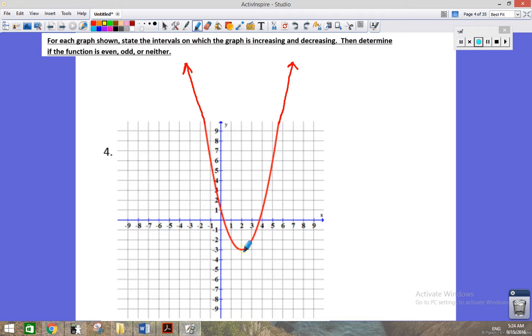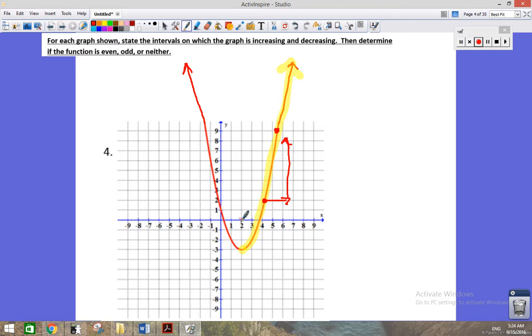If I start here at this vertex, the x-coordinate is 2, and if I move to the right, as I move from left to right, what's happening with the y-coordinates of this graph? So pick any 2 points that are in this interval. As I move to the right to stay on the graph, I also have to be moving up, and that's indicating that those y-coordinates are increasing on this interval that I've chosen.